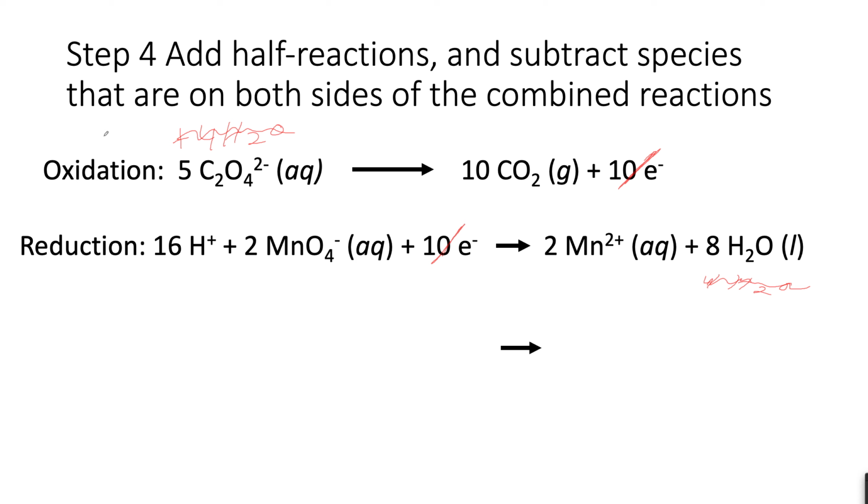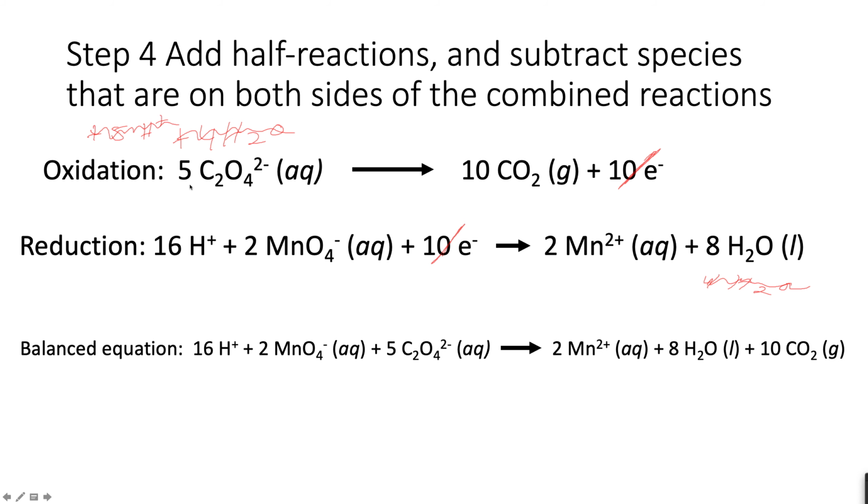And same thing over here. Say we had 5 hydrogen ions on our oxidation portion. Remember, we had 16 originally over here on our reduction part. We would have to add those together. But that's not seen in this example, just extending step 4 a little bit further.